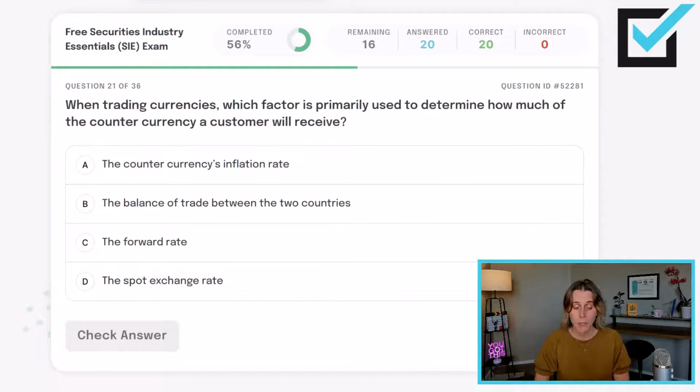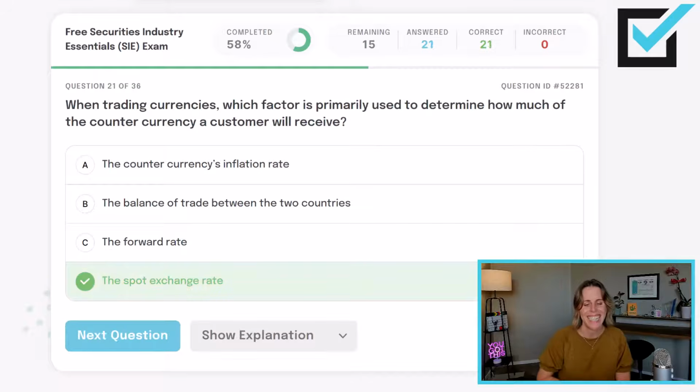When trading currencies, which factor is primarily used to determine how much of the counter currency a customer will receive? The counter currency's inflation rate, the balance of trade between the 2 countries, the forward rate, or the spot exchange rate. That is the factor that is primarily used to determine how much of the counter currency a customer will receive. It's called the spot exchange rate. On the spot, how much can you convert your dollars into euros or euros into pounds? Whatever, one currency into another.